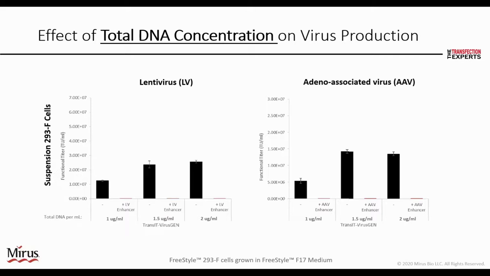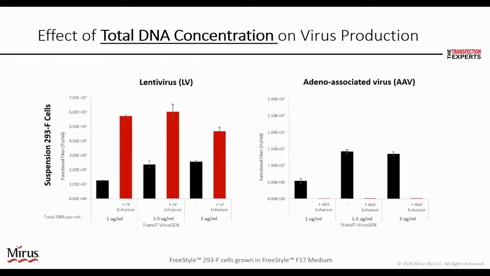The first critical component that we explored is the impact of total DNA and cell density at the time of transfection. These figures show a DNA titration from 1 to 2 micrograms of total DNA per mL of culture for both LV on the left and AAV on the right. We found that lentivirus production without the LV enhancer, the black bars, is higher when using 1.5 to 2 micrograms per mL of total DNA. However, only 1 microgram of DNA is needed when using the LV enhancer. This data also shows that the LV enhancer boosts titers 3 to 5-fold over reagent alone conditions.